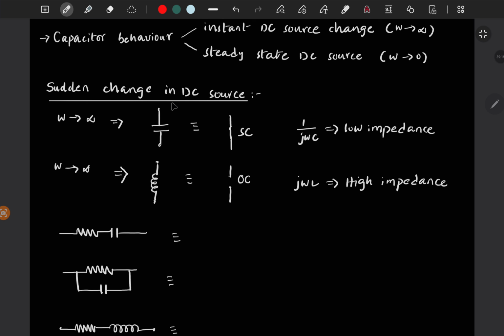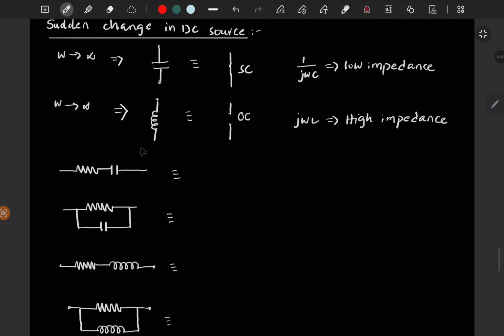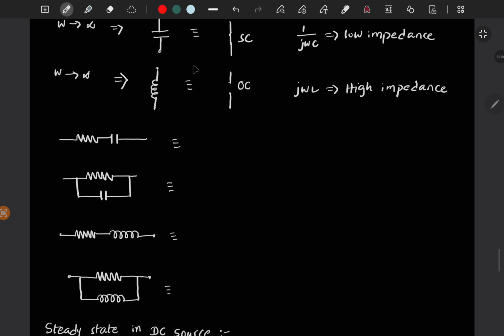So a sudden change in DC source means omega tends to infinity, which implies the capacitor is short circuit at that instant, or we can say it is very low impedance. And for the inductor, it is opposite. Since the impedance is j omega L, if you put omega tends to infinity, then at t is equal to 0 it acts as an open circuit, which is nothing but very high impedance. For a sudden change in DC source at t is equal to 0, all this behavior happens at t equal to 0 plus.